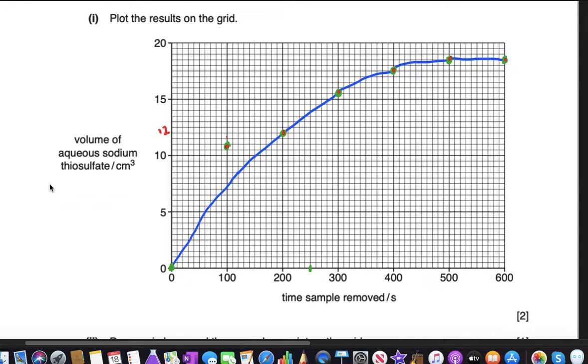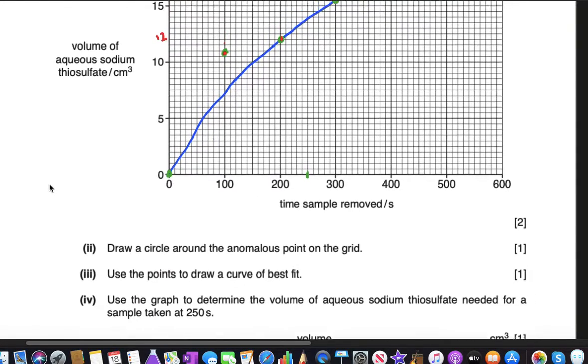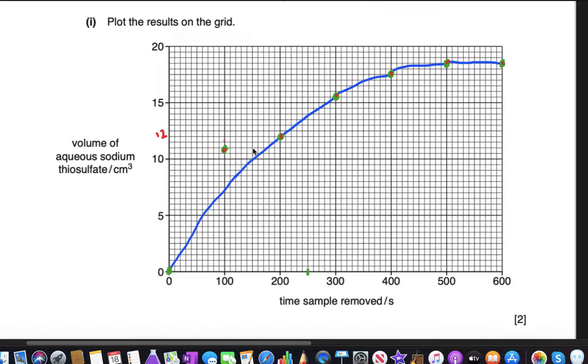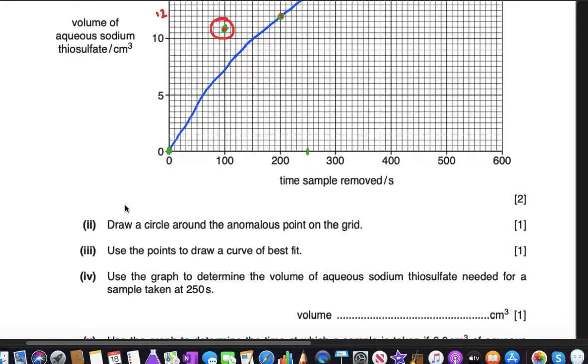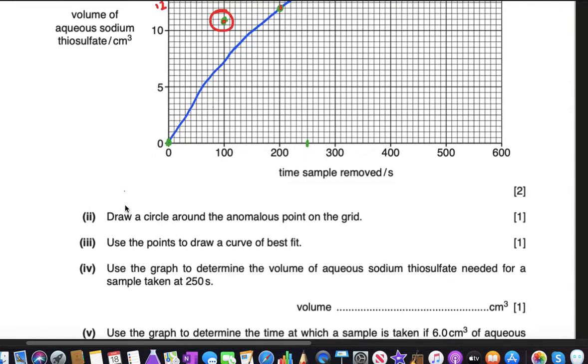In the exam, you must draw a graph with the help of a sharp lead pencil. Don't use a pen to make a graph. Draw a circle around the anomalous point on the grid. This is the anomalous point, which is far away from the curve. Use the points to draw a curve of best fit.